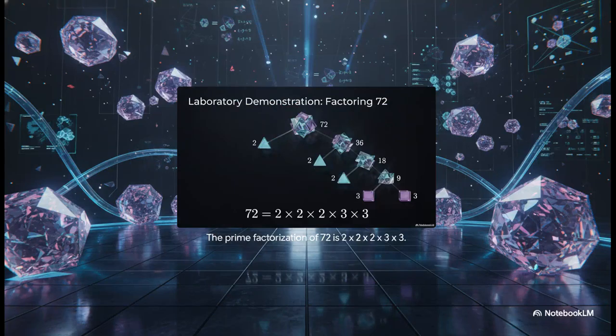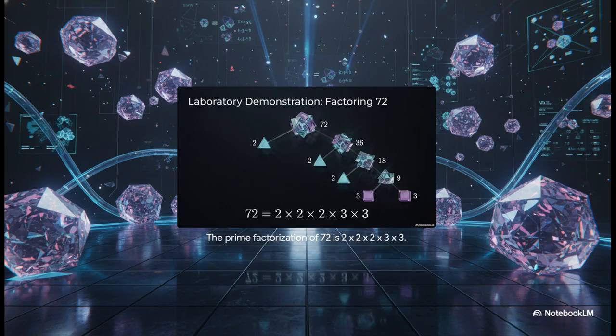Okay, for 72, we start by dividing by 2, and we get 36. And hey, wait a second, we just did 36. We already know its prime factors are 2 2s and 2 3s. So we just tack on that extra 2 from the start, and there you have it. The full DNA of 72 is 3 2s and 2 3s.